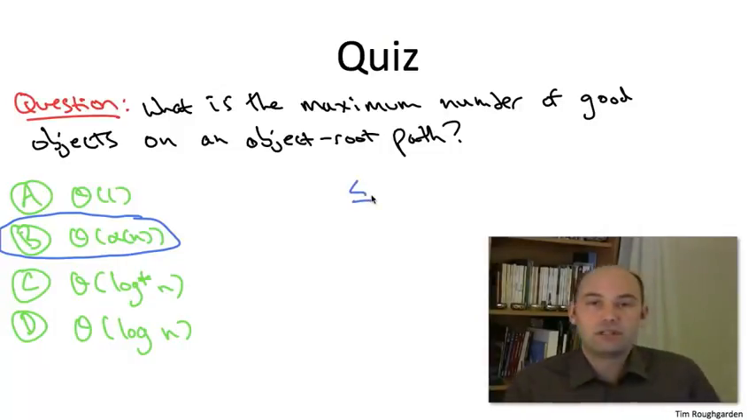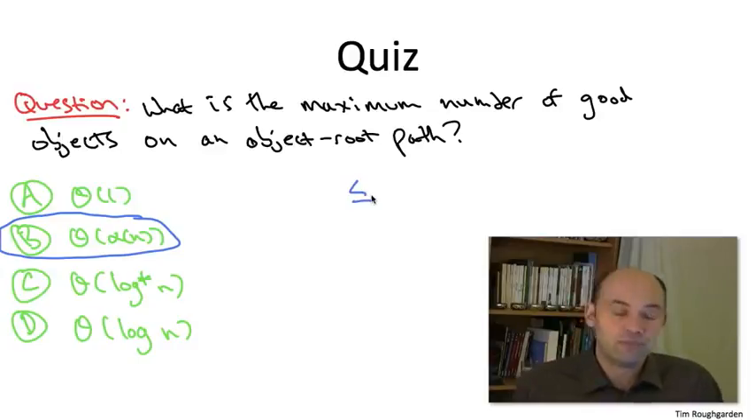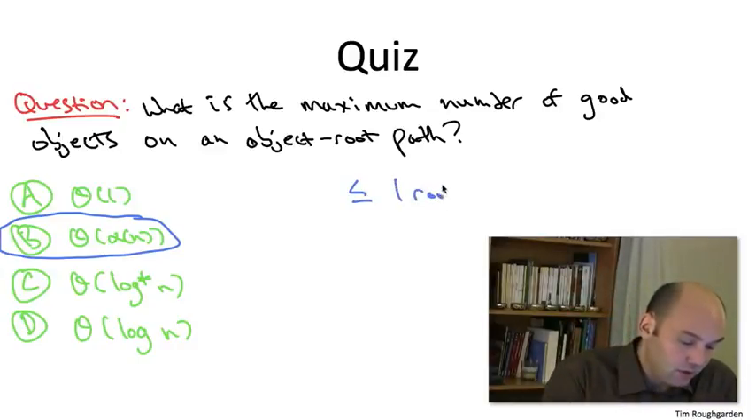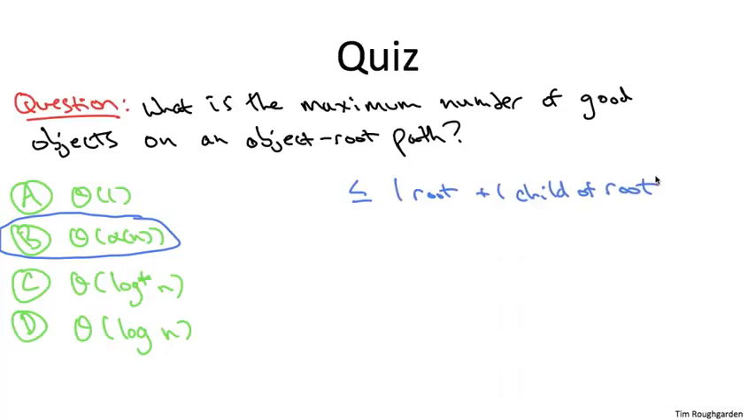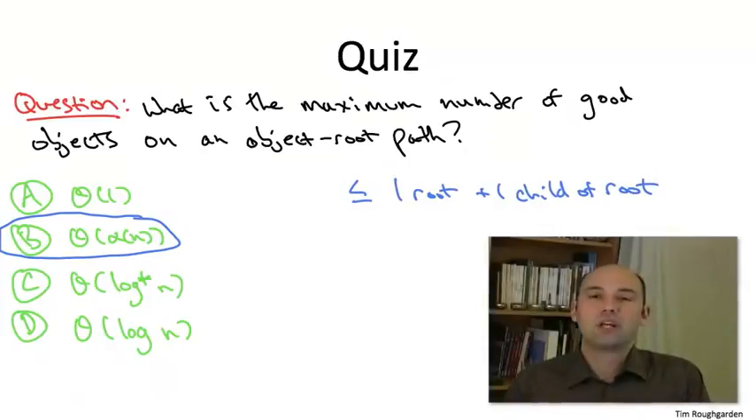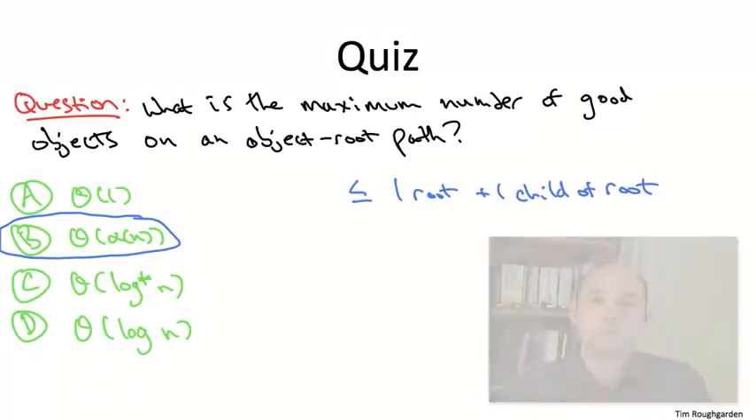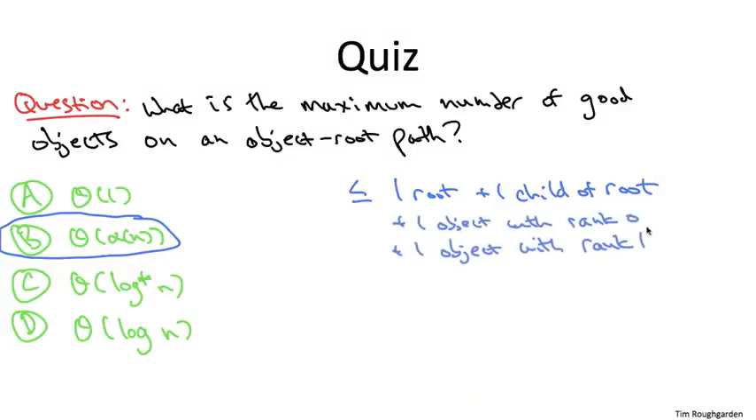Well, so the first criterion was we give roots a free pass. So there's at most 1 node that's good because it's a root. Similarly, on a given path, there's at most 1 object on that path that's a direct descendant of the root. Because ranks always strictly go up when you follow parent pointers, there can be at most 1 object of rank 0 and at most 1 object of rank 1. So at most 2 objects get a free pass because of the third criterion.